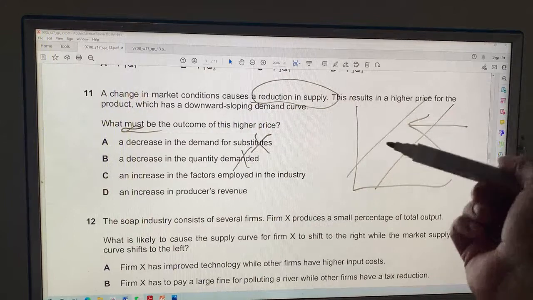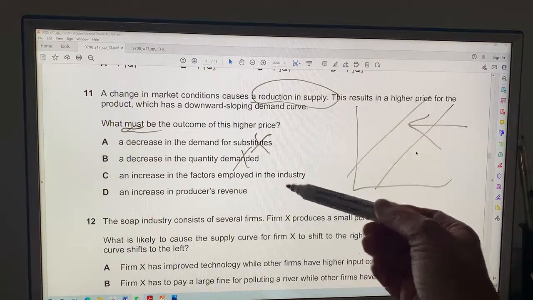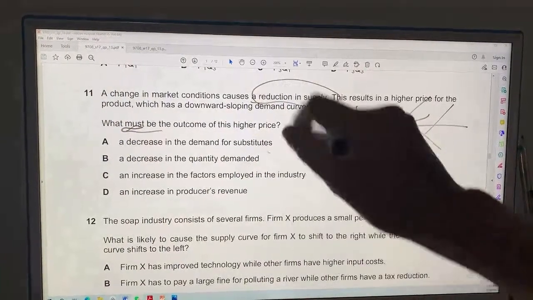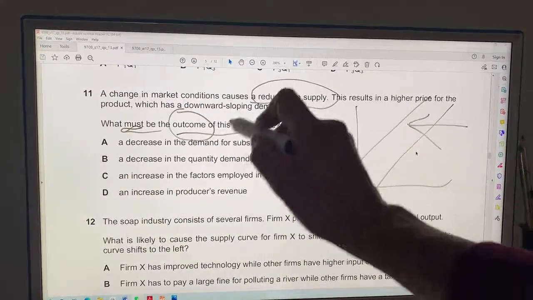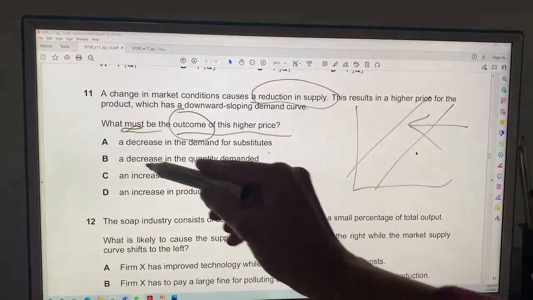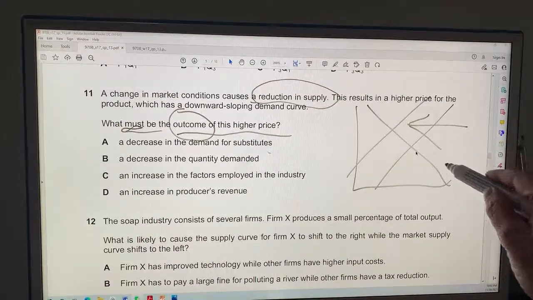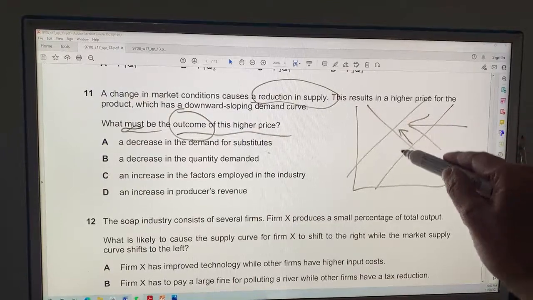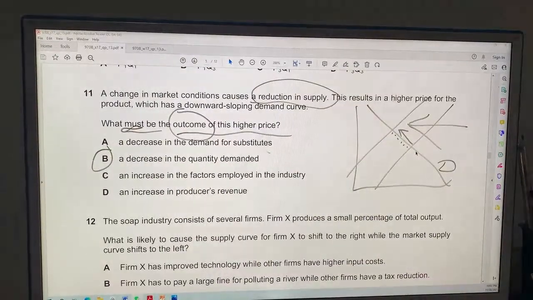What may be the outcome of this higher price? A decrease in the demand. Oh, yes, I misread the question. What might be the outcome or the result of this higher price? A decrease in the quantity demanded. So here's demand, and when the supply curve shifts to the left, we have a decrease in the quantity demanded. So the answer must be B.